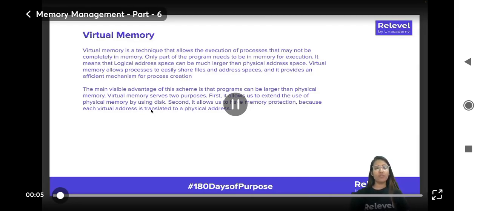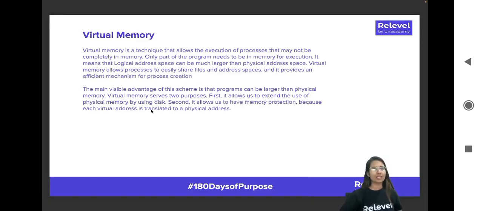In this video, we are going to talk about a technique, the third way, using which we can apply the concept of non-contiguous memory allocation. So let's quickly get started. Here we'll talk about virtual memory.